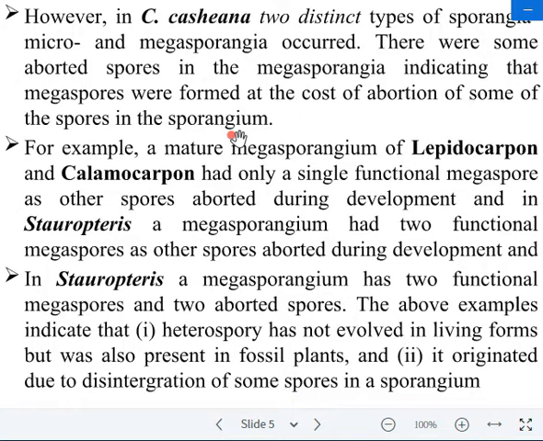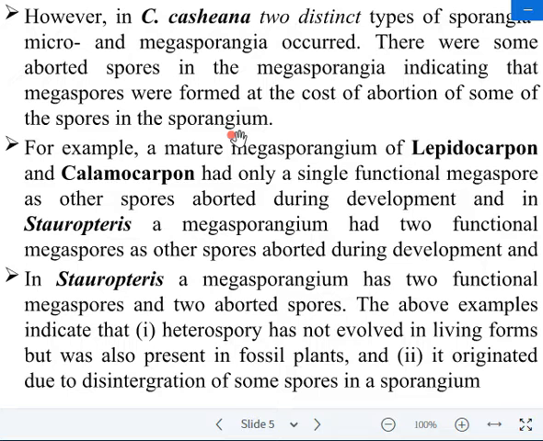As you know very well, within the microsporangium there is production of a lot of microspores, and during the development of the megasporangium, a limited number of megaspores are produced; it may be 2, it may be 4, it may be 8 in number. Out of these, some abort and some become functional. So that is the big difference between homosporous and heterosporous.